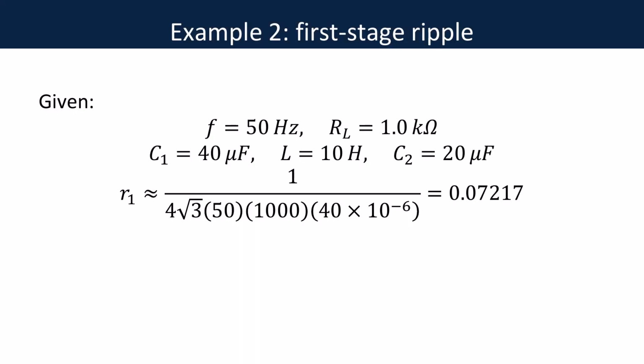The pi filter example uses a 50 Hz full-wave rectifier, a 1 kΩ load, 40 microfarads at the input, a 10 Henry choke, and 20 microfarads at the output. Substituting F, RL, and C1 into the full-wave capacitor input formula gives a first-stage ripple factor of 0.07217. This is approximately 7.22% before the choke and second capacitor provide their additional attenuation.